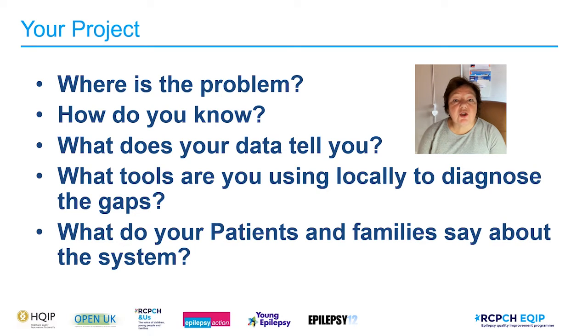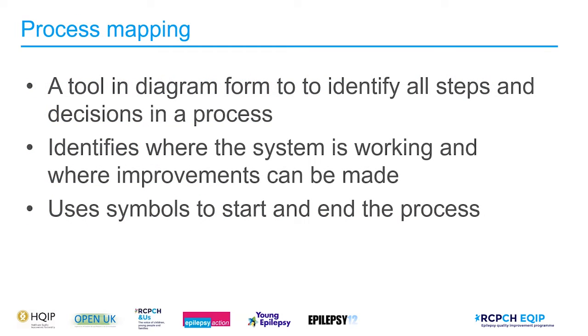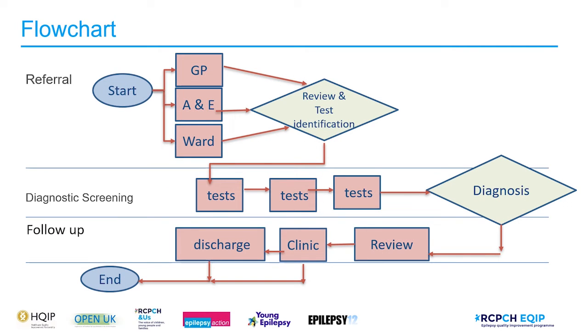So one of the ways in which you can do this is you can look at process mapping, a tool in diagram form that identifies where in the system things are working. It uses symbols at the start and end of the process and some diamond shapes where decisions are made. Here's an example of one that you might map the flow process for patients coming to the clinic for their diagnostic tests and where they end up. Are they discharged? Do they come back to the view clinic? It helps you to see where things are working well and where there are opportunities for improvement.